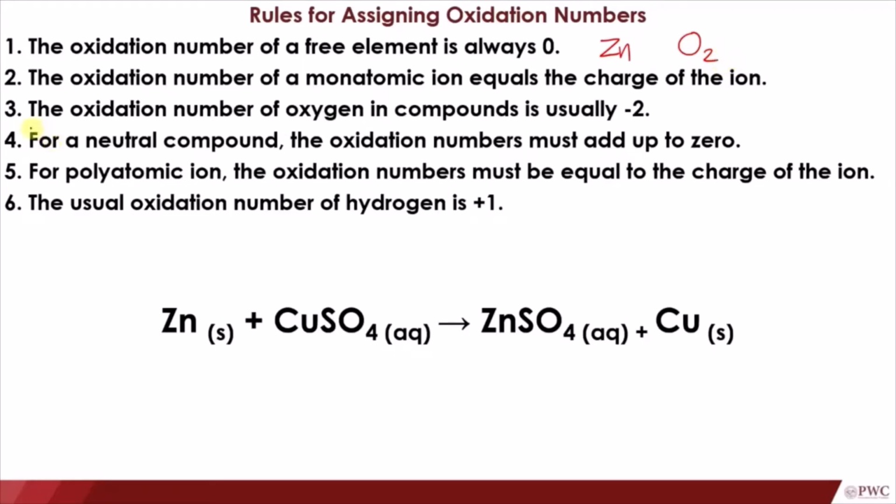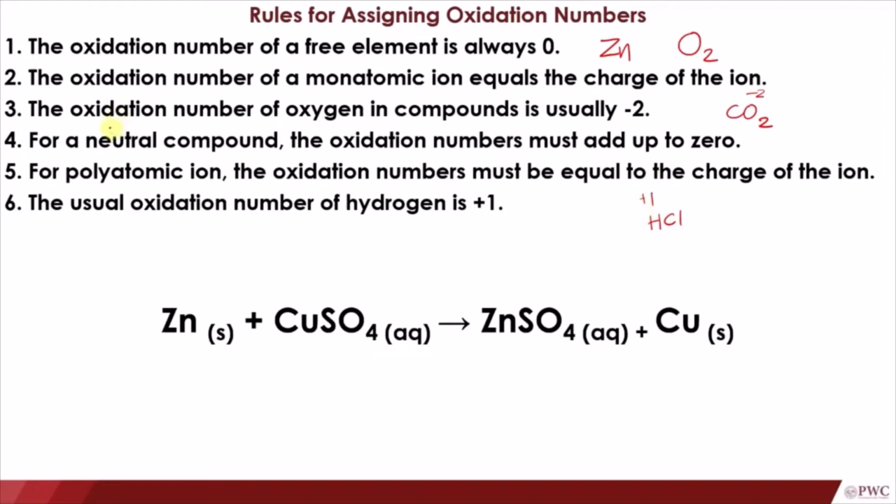Let's jump first to number 3. The oxidation number of oxygen in compounds is usually -2. For example, in CO2, it's not a free element anymore because it's bonded to other elements. In this case, it's bonded to carbon. Here, the oxidation number of oxygen is -2. Next, let's go to number 6 first. The usual oxidation number of hydrogen is +1. For example, we have HCl. Here, the oxidation number of hydrogen is +1.